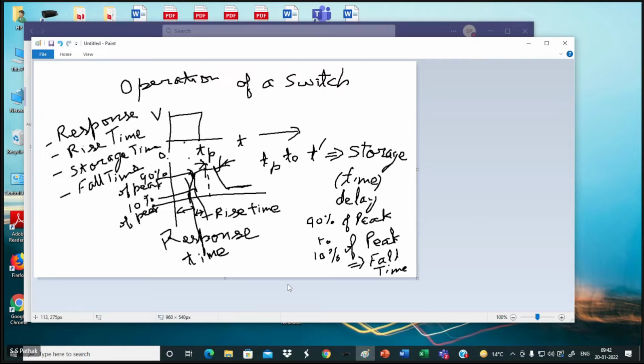Storage time does not start from TW. Before TW, it has built up like that. No, it starts after TP. When the pulse width has gone, then it will start counting as storage time. Till the pulse is remaining, that is not storage time. That is because of the pulse appearance. No confusion? No, sir. Okay, it's fine. All are there.